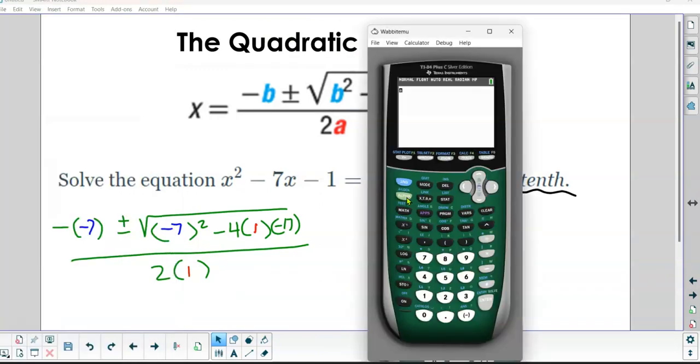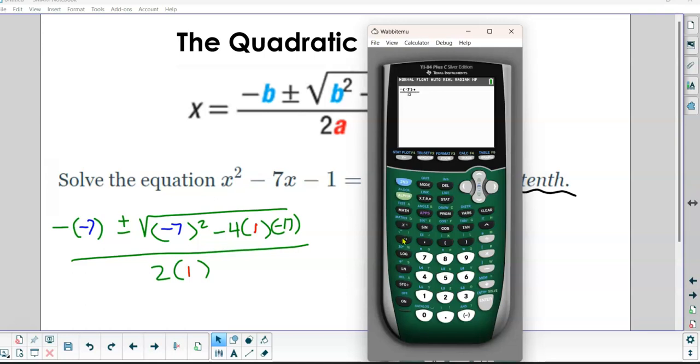I'm going to do that by pressing alpha y equals, get my giant numerator and denominator. Now I'm going to type exactly what I see on my paper so that I don't make any mistakes. So I'm going to type a negative sign, then I'm going to type parentheses, I'm going to type a -7, then I'm going to type parentheses again. Now here's where you have to choose, and it doesn't matter which one you do first, but I always like to do my plus sign first.